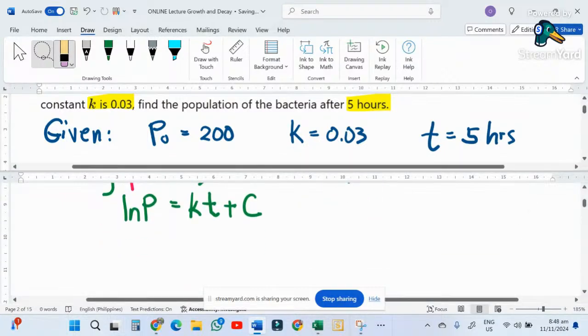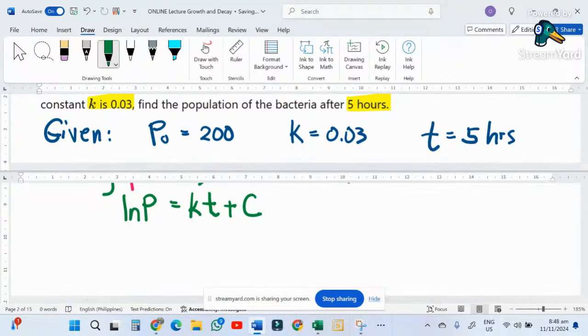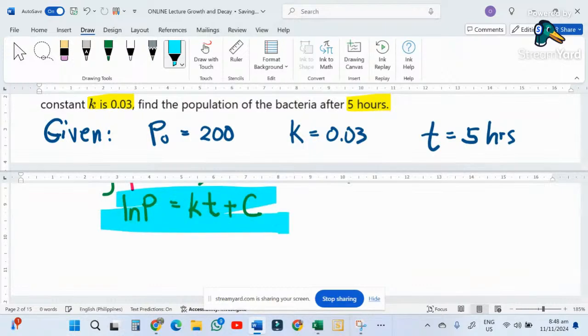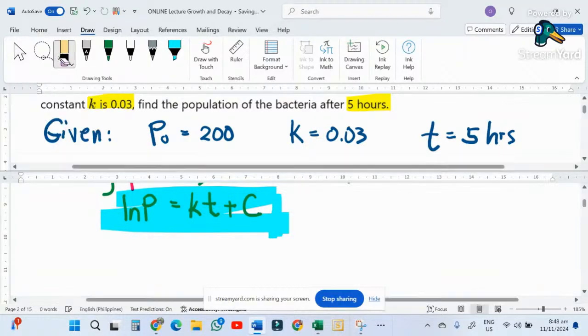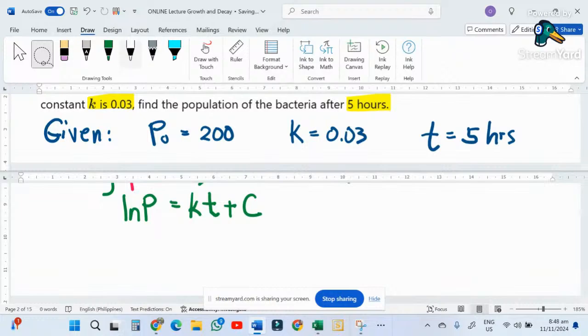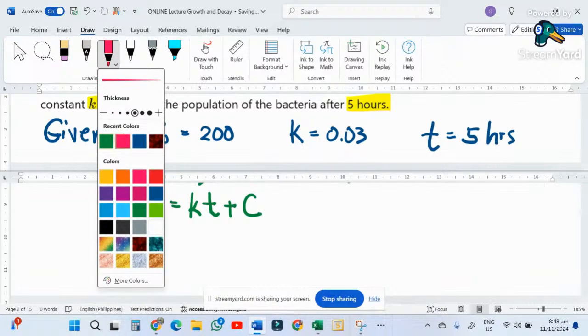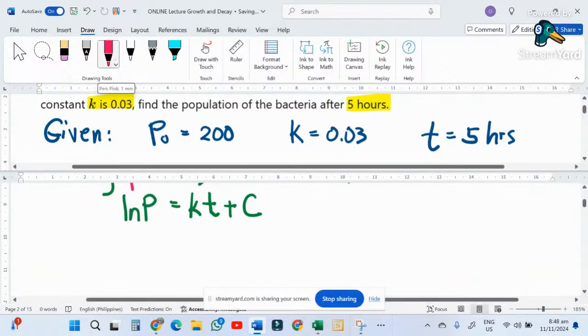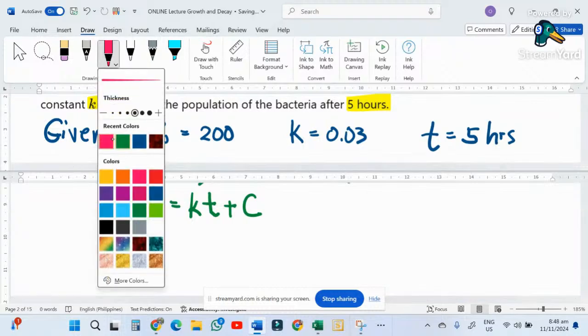Right. Now, for us to get the particular solution, we have to raise all the ln p, kt and c above e. So the e will be your base. That is to remove the ln, the natural logarithm. So what happens is you're going to raise all of this to the base e.